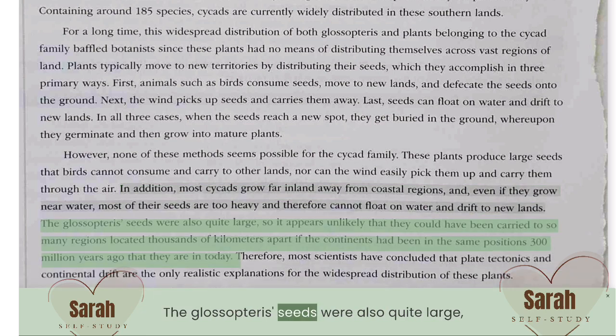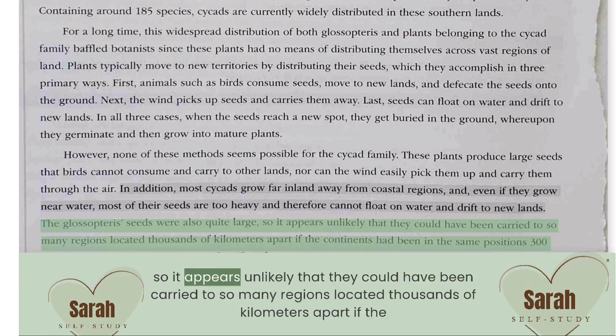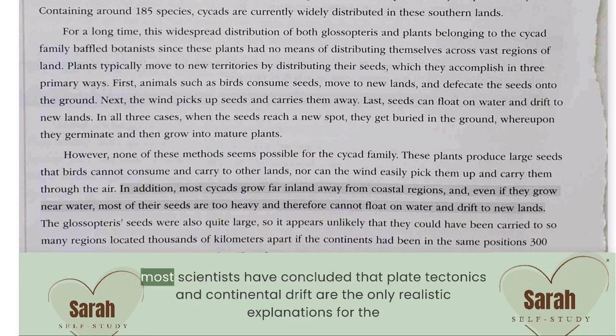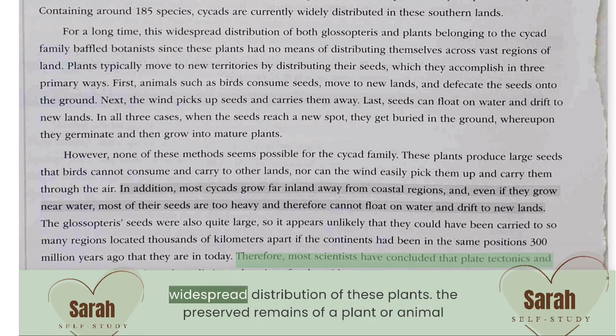The Glossopteris seeds were also quite large, so it appears unlikely that they could have been carried to so many regions located thousands of kilometers apart if the continents had been in the same positions 300 million years ago that they are in today. Therefore, most scientists have concluded that plate tectonics and continental drift are the only realistic explanations for the widespread distribution of these plants.